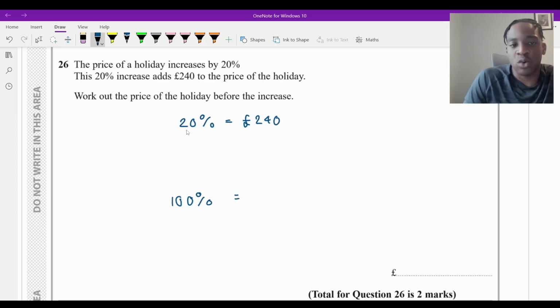So we are here, we are at 20% and we need to get to 100%. So quite clearly, how many 20s go into 100? It's 5. So we need to times by 5. So all we're going to do here is just do 240 times by 5 and see what we get.